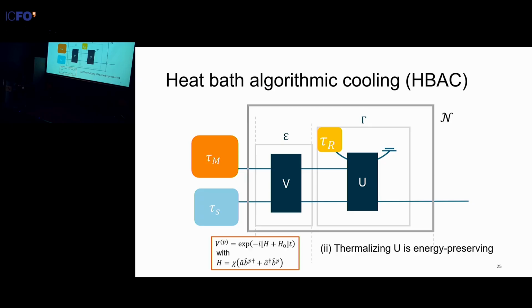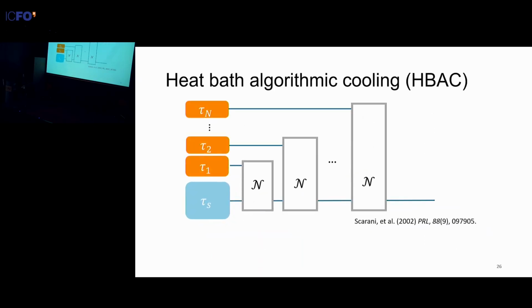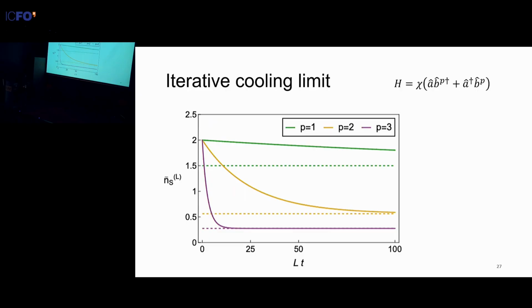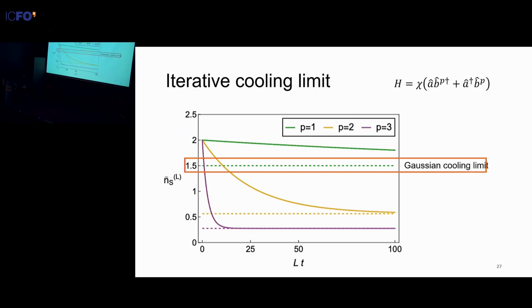And of course, we do the collisional models again, and we find this is the result of how the mean excitations evolve as you do the collisional models. The Gaussian cooling limit is indicated by this box. As you can see, when P equals 2 and 3, you can actually go much lower than the Gaussian limit, and it converges much faster.